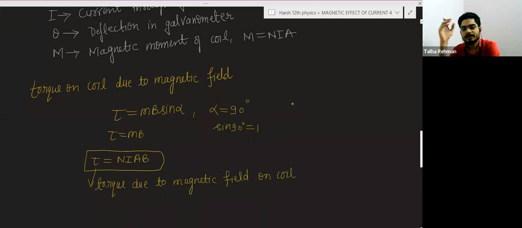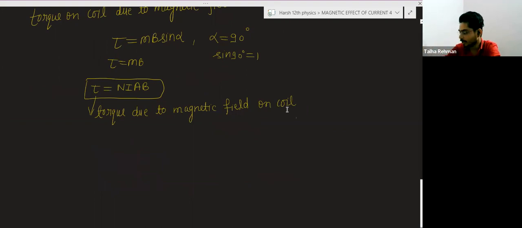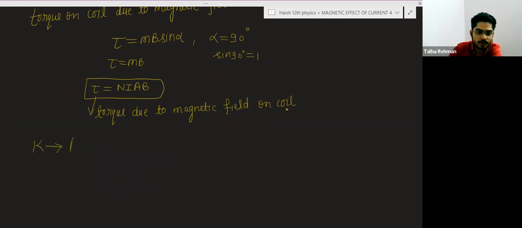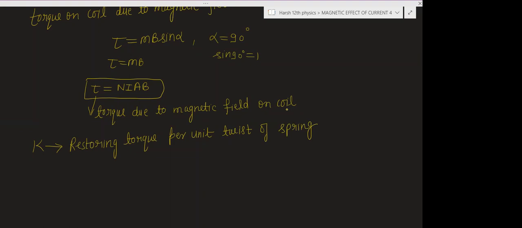Now what will happen? Due to this torque, the coil will rotate, but the spring will resist the motion, and there will be some restoring torque. Suppose k is the restoring torque per unit twist of a spring. Per unit twist means the coil will rotate and the spring will be twisted like this.